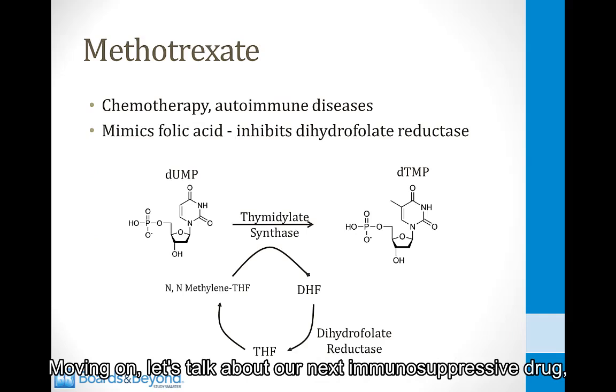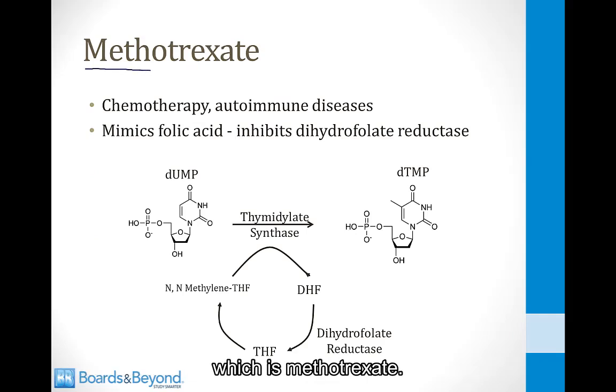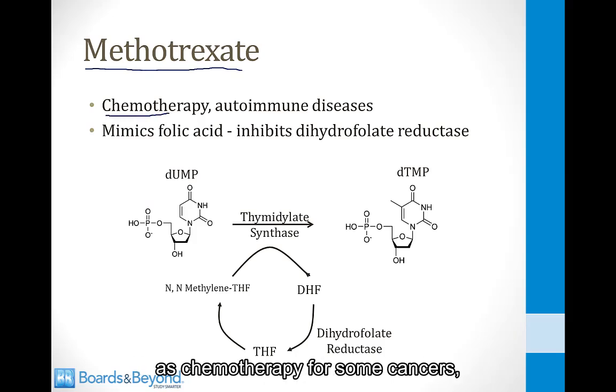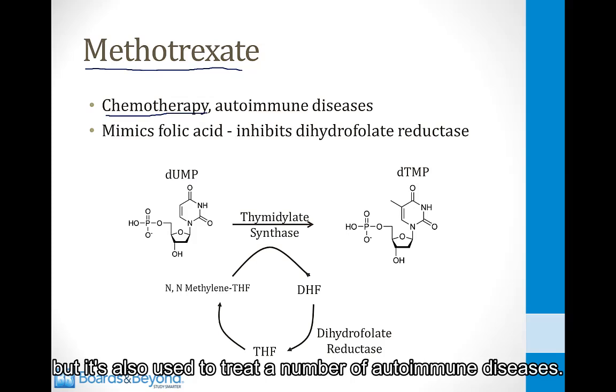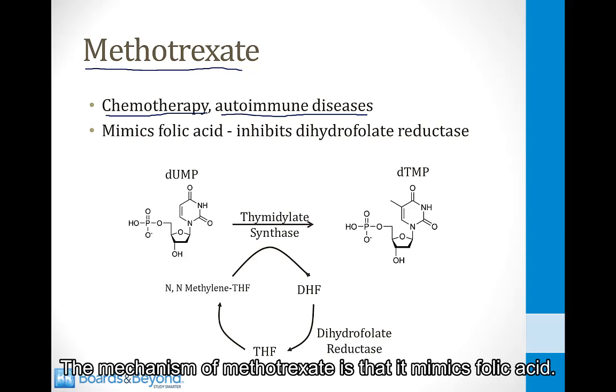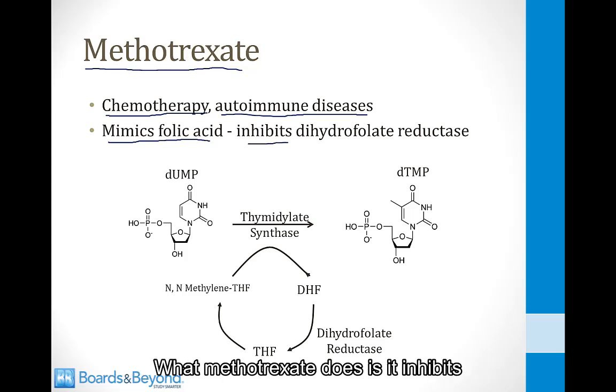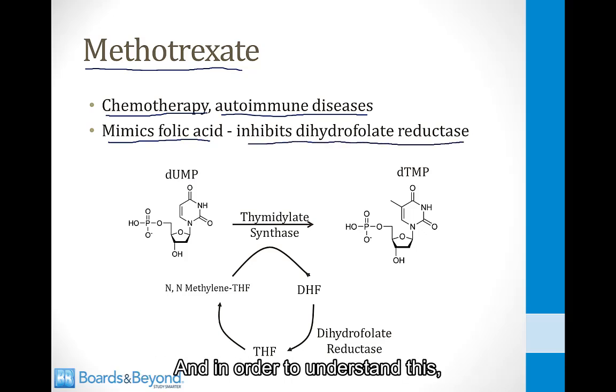Moving on, let's talk about our next immunosuppressive drug, which is methotrexate. Methotrexate, you may know, can be used as chemotherapy for some cancers, but it's also used to treat a number of autoimmune diseases. The mechanism of methotrexate is that it mimics folic acid, and you may know that folic acid is required for synthesis of nucleic acids in DNA.